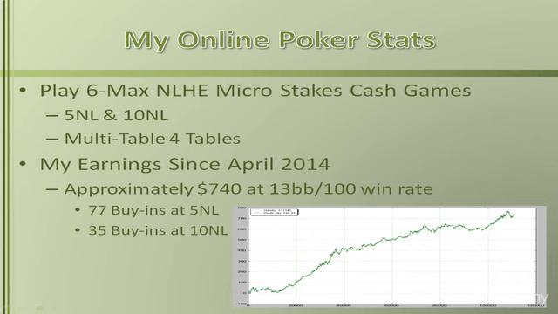I've given you a snapshot of my earnings since I started playing again, since April of last year. And as you can see, I've done quite well at these lower stakes. I've earned approximately $740 playing $5 and $10 buy-in games at a win rate of 13 big blinds per 100. For those of you that aren't familiar with big blinds per 100 win rates, we'll be going over that in one of the lectures. But in regards to how well I'm doing, exceptionally well.